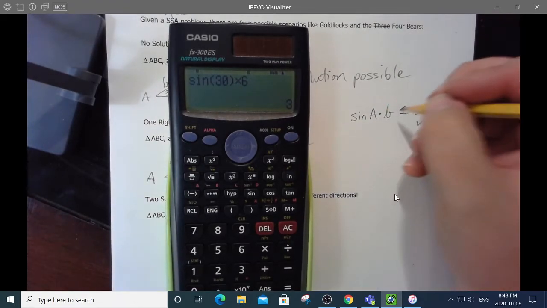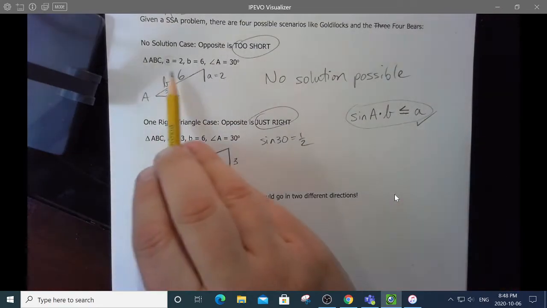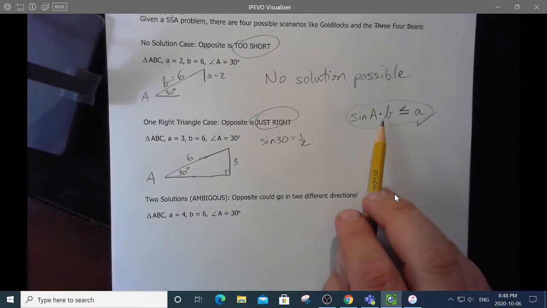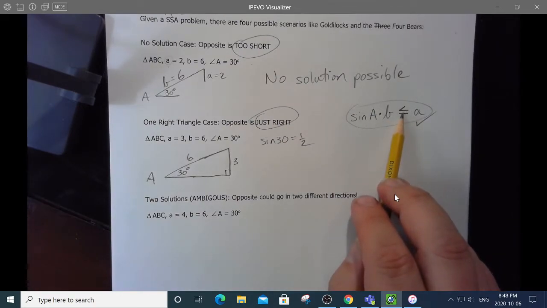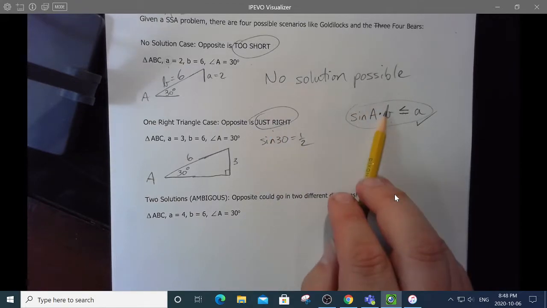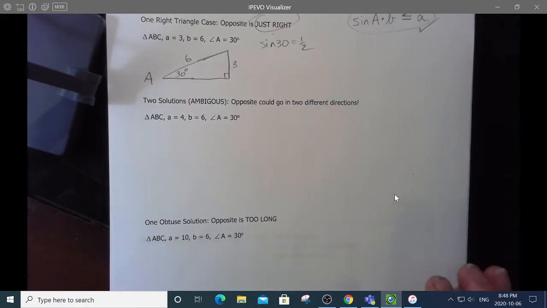So a triangle is only possible if you meet this criteria given angle side side. If angle side side is such that this is an equal, it's a right triangle. If angle side side is such that this is more than that, you're too short. So keep that in mind. And let's move on to the ambiguous case. That was what we came here for. That's what we paid our admission for.